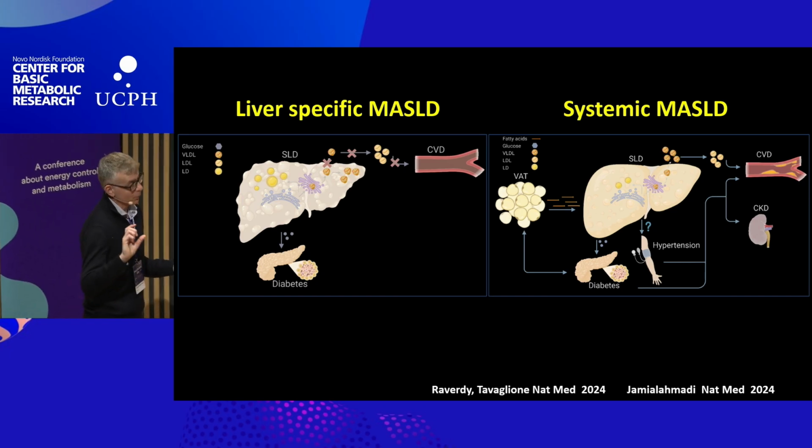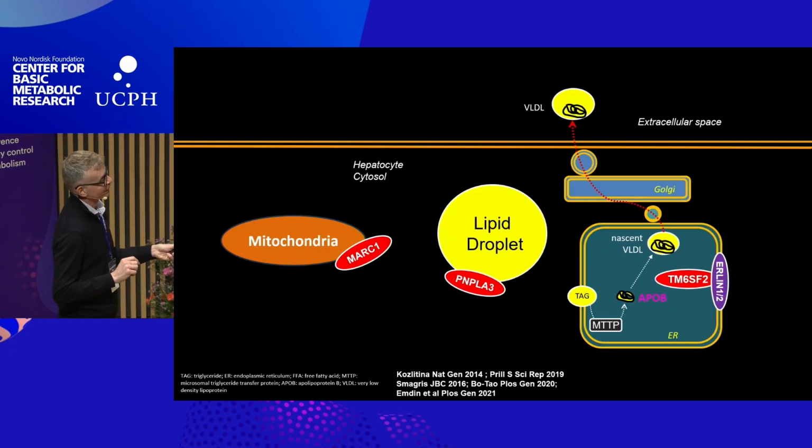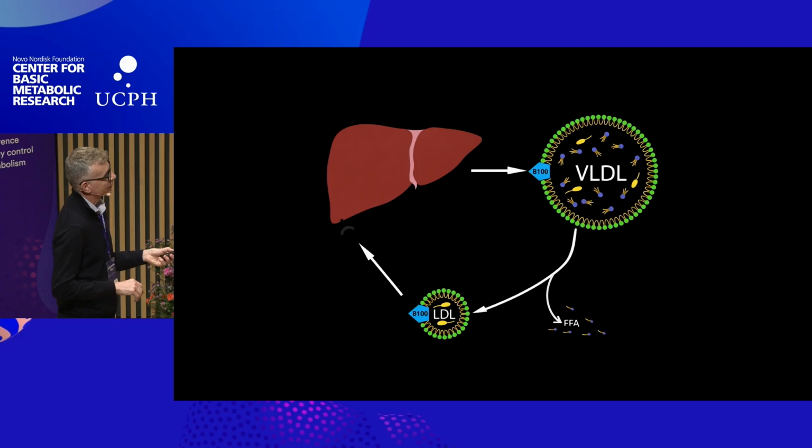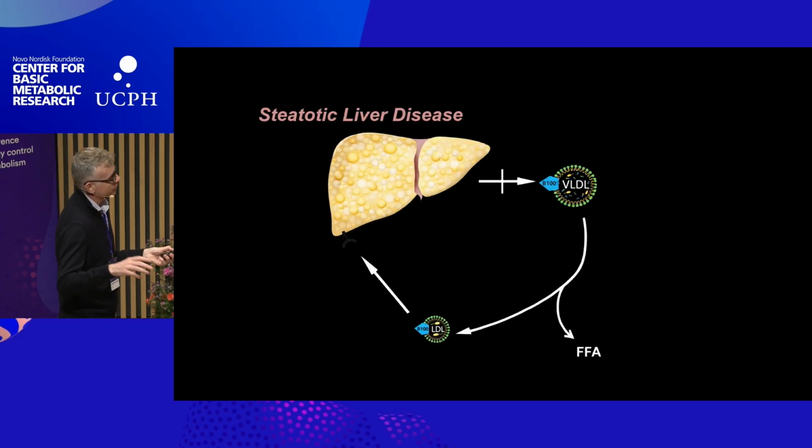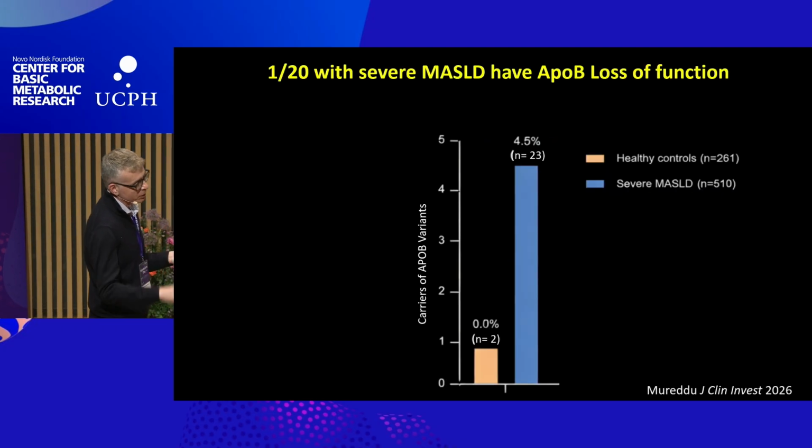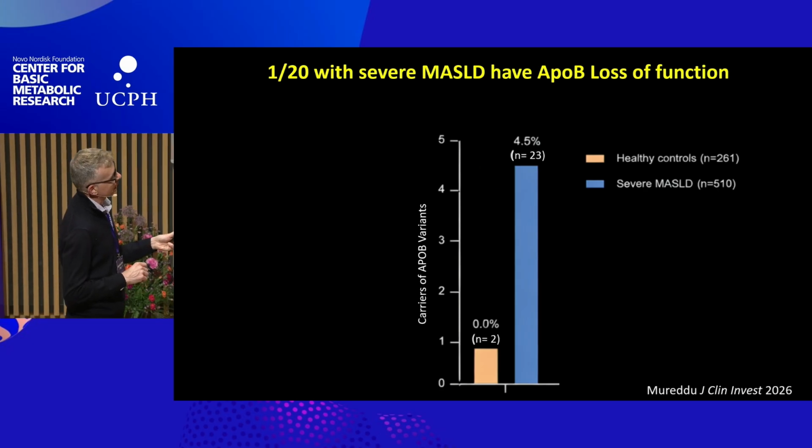I have the last part that I want to show very fast because I want to show some last data on ApoB that are just published. So, I'll go straight to the point. We look at mutations in ApoB in people with MASLD. It's much more there. 1 in 20 have mutations in this ApoB gene, so this lipoprotein retention.